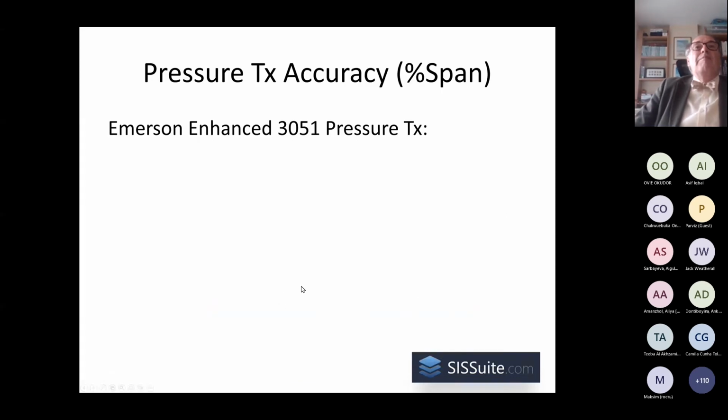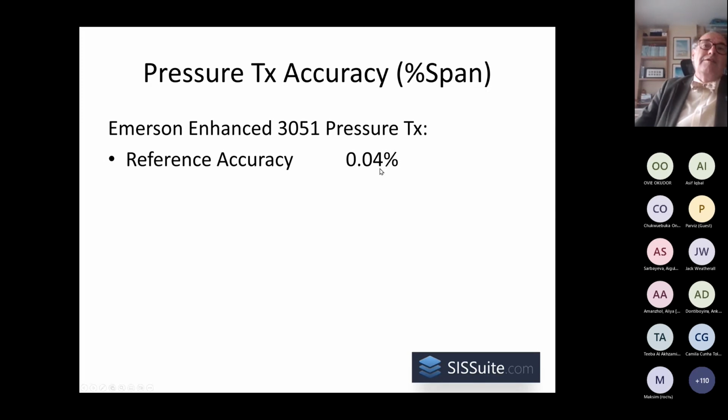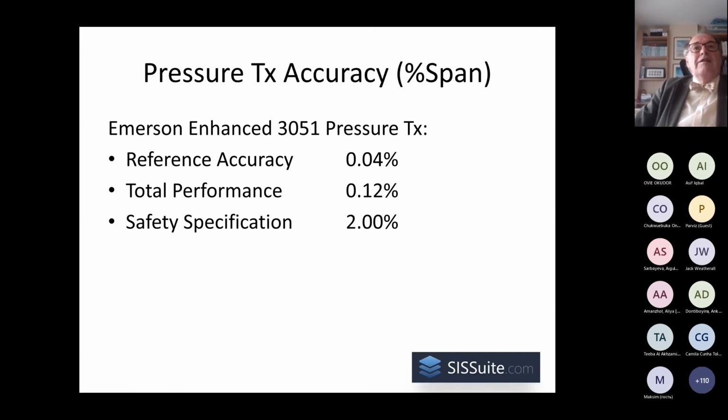Just to explore the possible significance of this, if we consider a pressure transmitter, the 3051 will be known to many people. Reference accuracy for these transmitters is 0.04% of span, or let me say, it was the last time I looked. Things may have changed; it's some time since I checked this. Total performance specification is given as 0.12% of span. But if you are using a 3051 with a safety specification, then the accuracy is given as 2% of span.